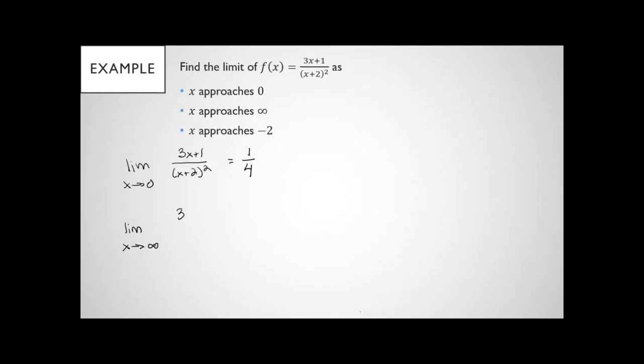So our limit as x heads towards positive infinity here is 0. So that's where the y value is going, and that is actually the horizontal asymptote.